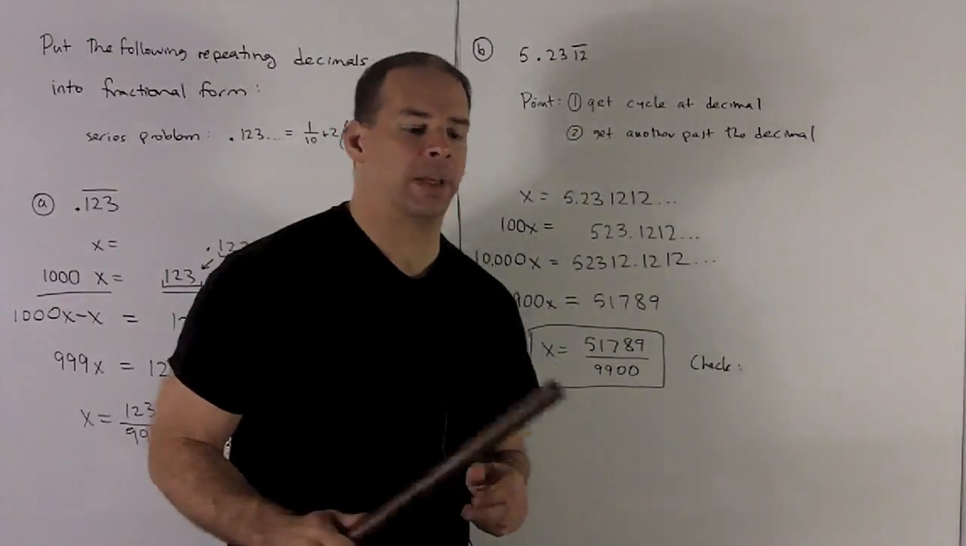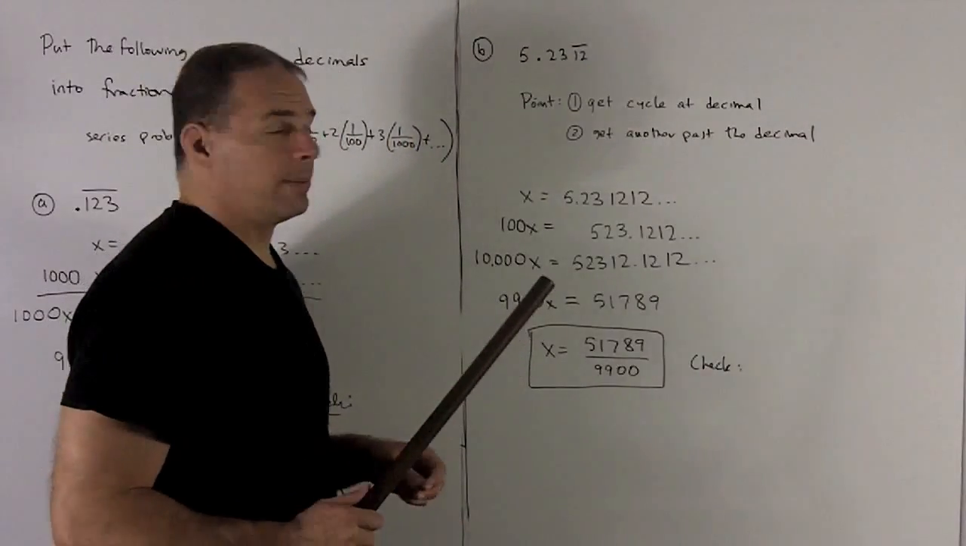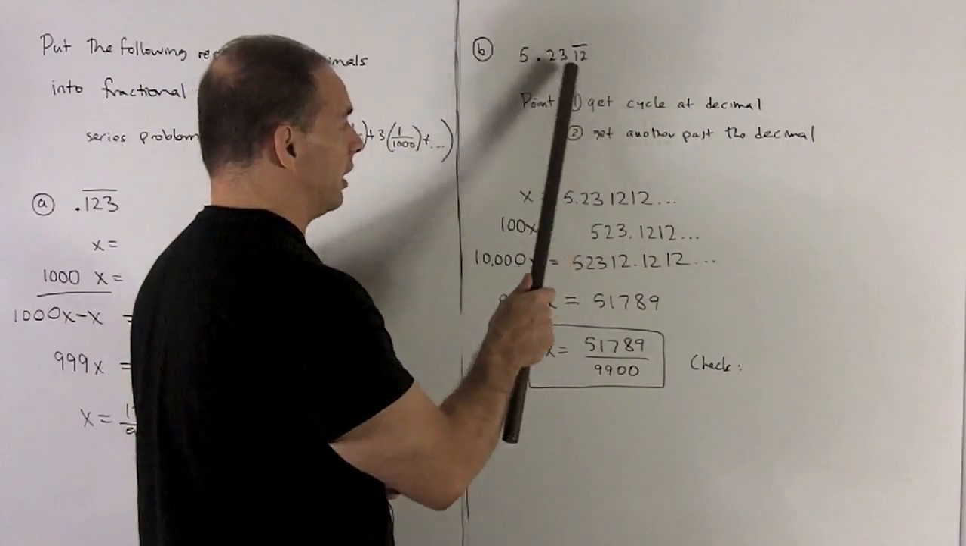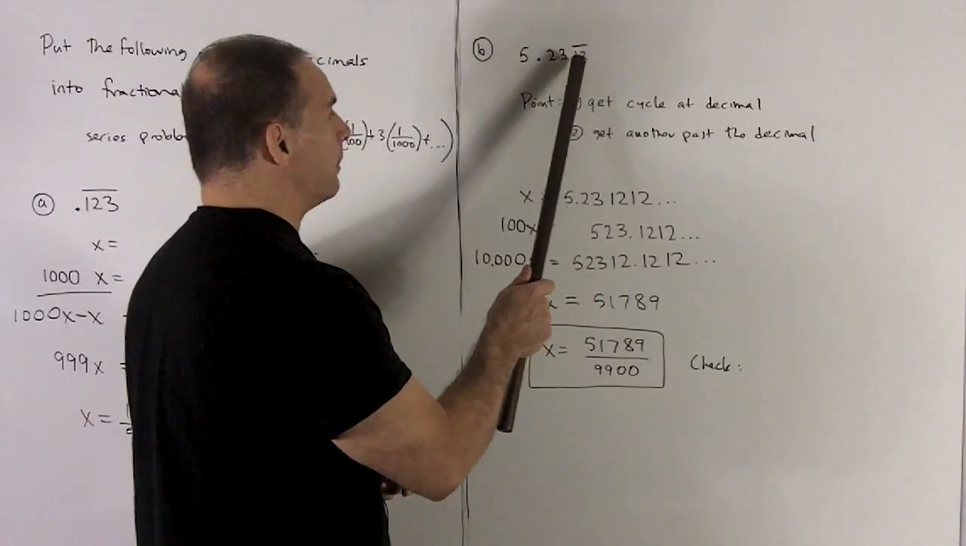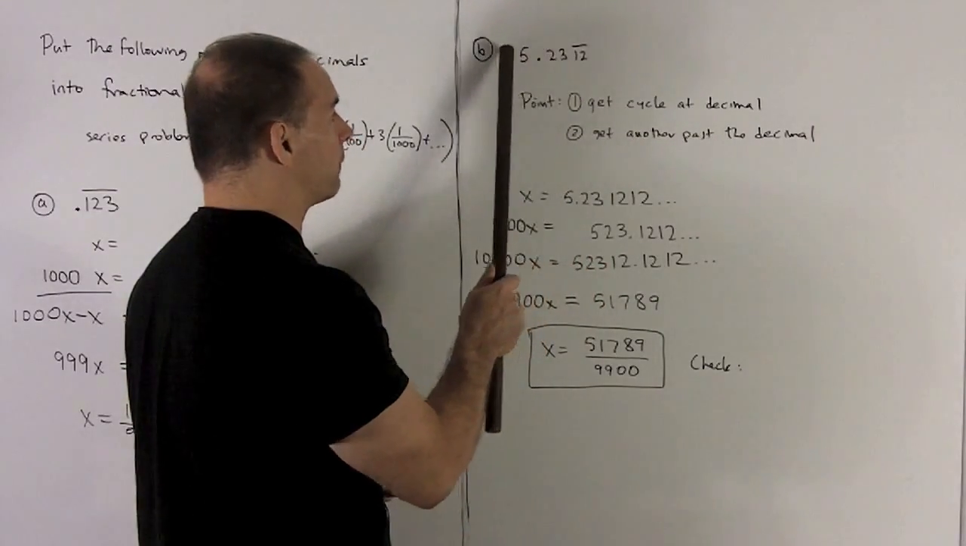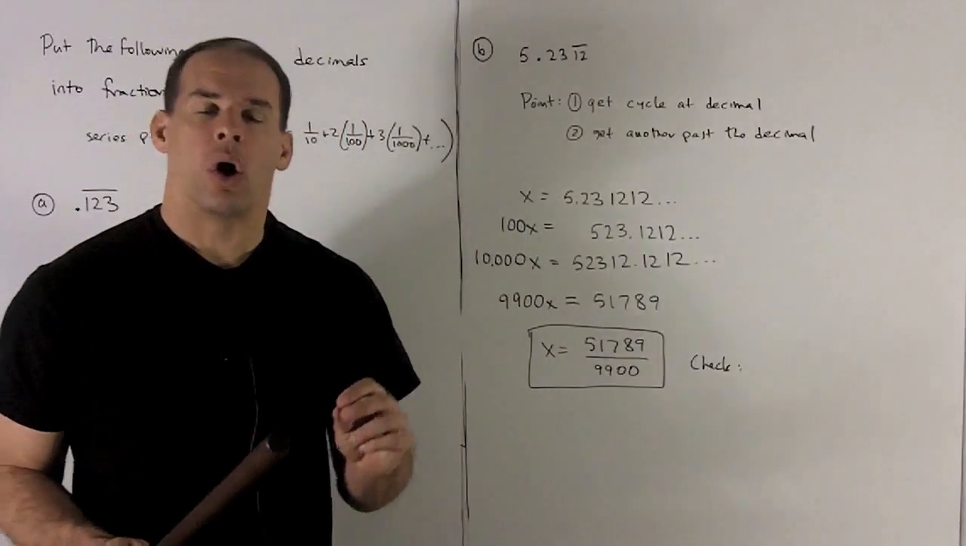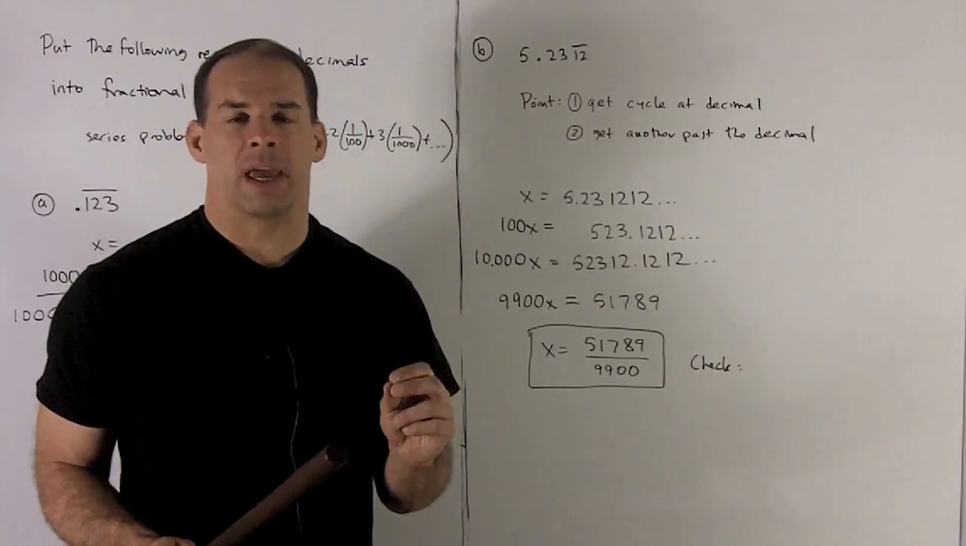Something a little bit more complicated. Say we have our cycle starting late in our decimal. That means we're going to have some junk loaded up in the front that we've got to deal with. That's okay. All I need to do is start the same way.